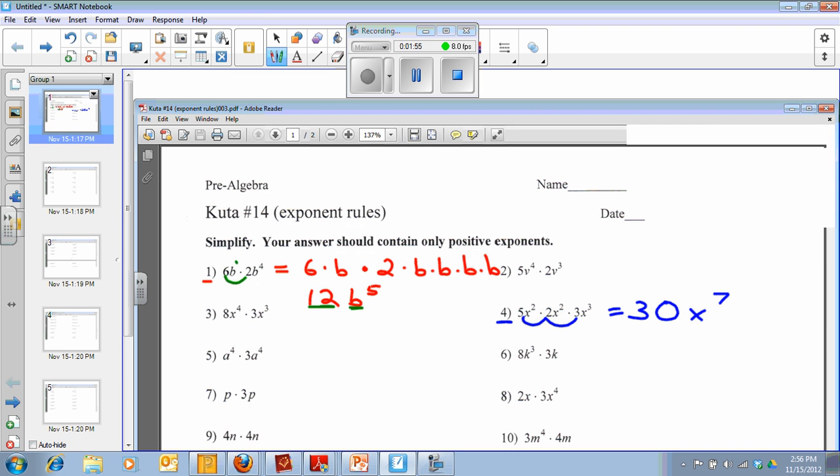I think I'll do one more. Let's see, problem number 8. Positive 2 times a positive 3 is a positive 6. Keep my base x. X to the 1st power times x to the 4th power. Add the exponents, becomes x to the 5th power. We go on to the next thing.